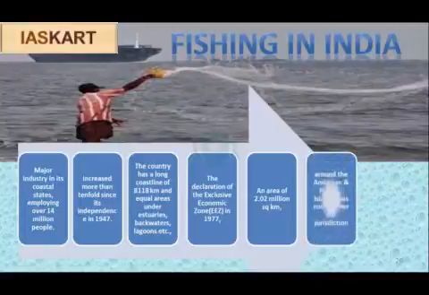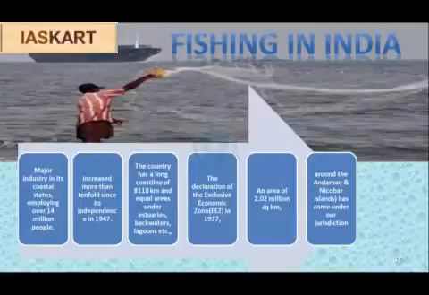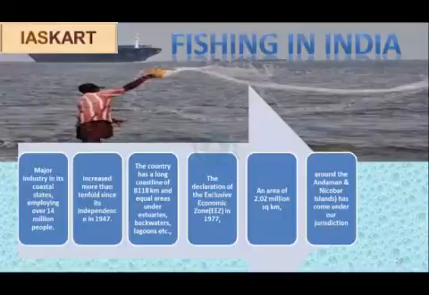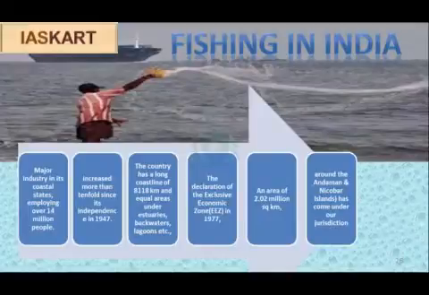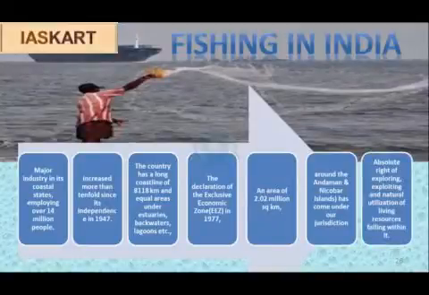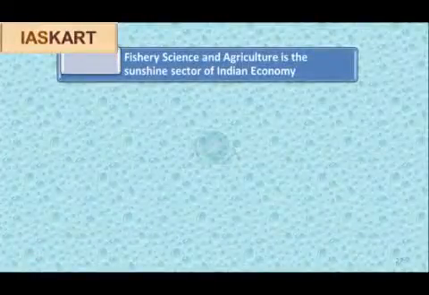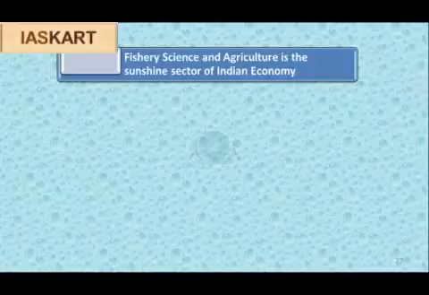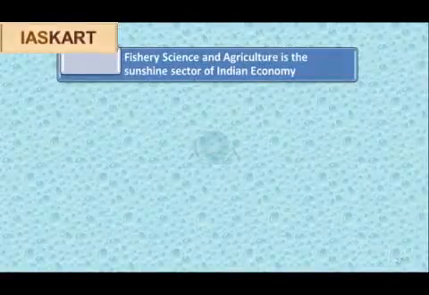waters. The inland fishery resources include nearly 2 lakh kilometers of stretch of rivers and canals, and it has 29 lakh hectares of reservoirs, 24 lakh hectares of ponds and tanks, and various forms of water bodies, which includes brackish water areas as well. Fishery science and agriculture is the sunshine sector of the Indian economy, and it provides a livelihood to the economically backward population.